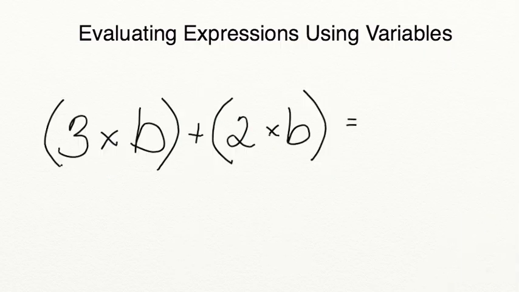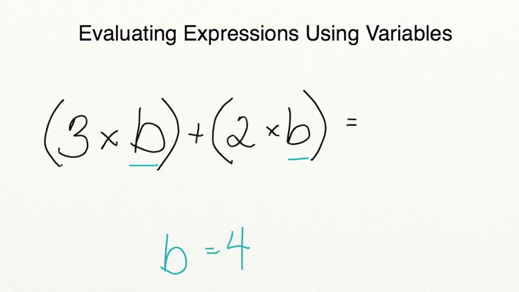Let's look at another example together. This time we're going to look at a longer expression. Now, as you can see, we have two variables in each set of parentheses represented by the letter b. Each of these variables represents the same value because they both are using the same letter b. So I'm going to tell you that b has a value of 4. Do you think you can now evaluate this expression with that information? Let's go through it together.